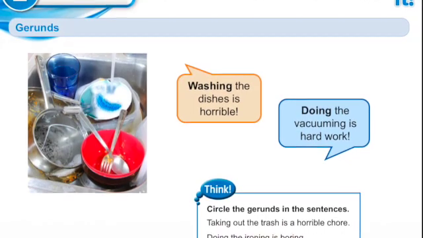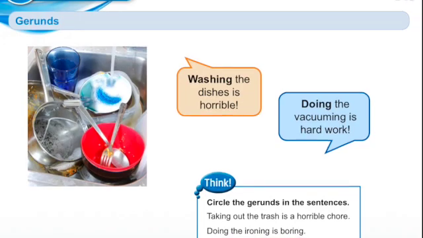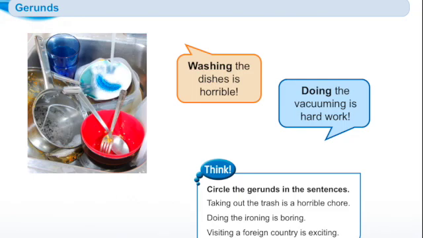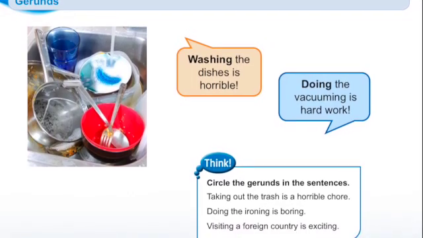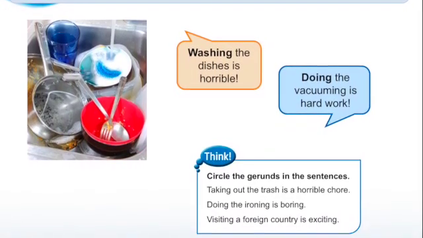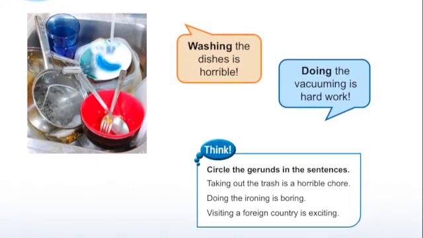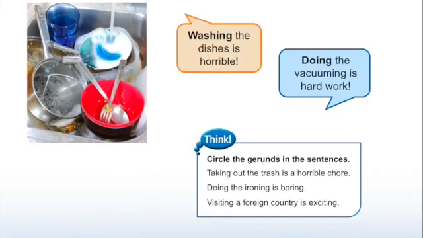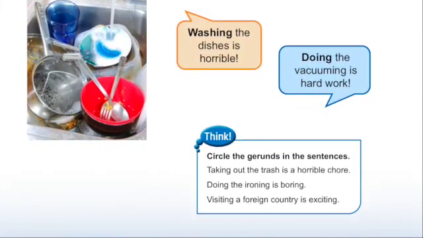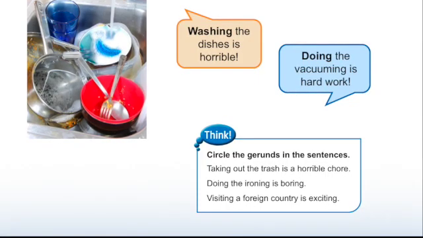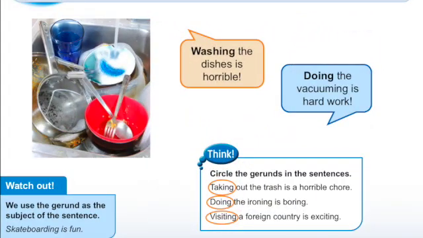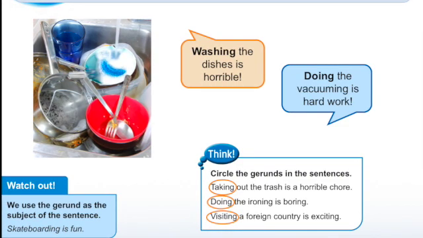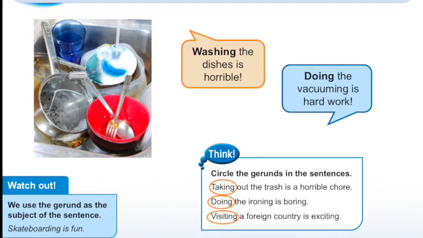Another example, doing the vacuuming is hard work. Doing es el subject de la oración, el gerund doing está trabajando como subject de la oración. Think. Taking out the trash is a horrible chore. Doing the ironing is boring. Visiting a foreign country is exciting. Si nos pide que encerremos los gerunds, ¿cuáles serían? Yes, correct. Taking, doing, and visiting. Esos son los gerunds. Ahora hay que tener mucho cuidado.